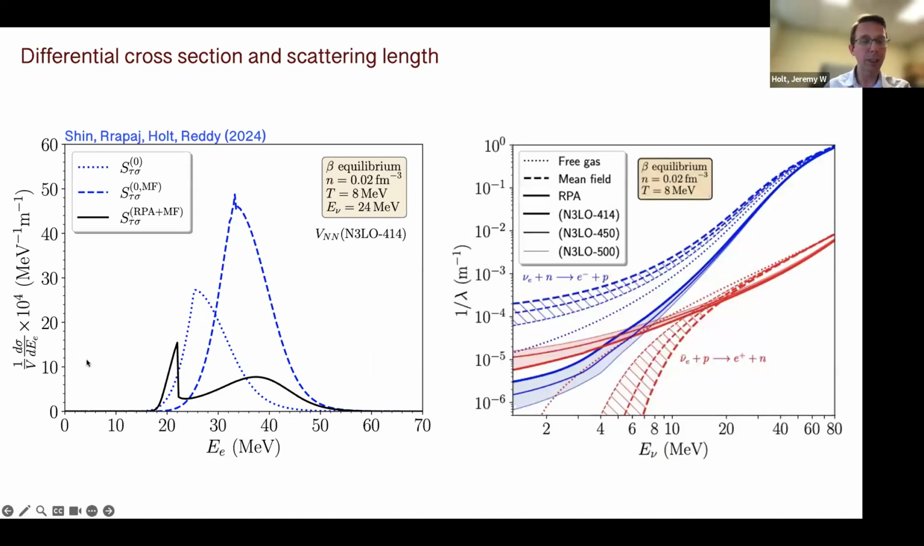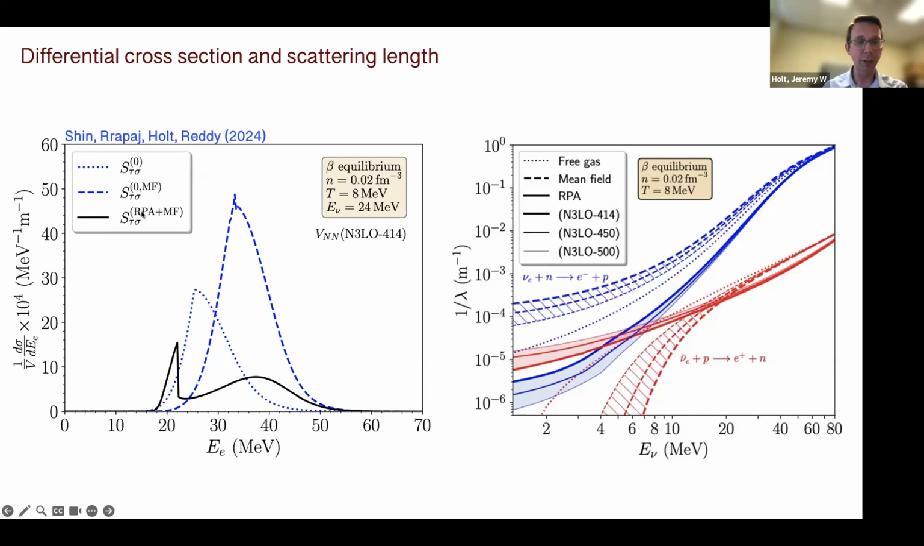Okay, so what we would see then, if we now look at the differential cross section with respect to the outgoing electron energy in neutrino absorption. We see the blue dotted line for just the non-interacting response function. When we include mean fields, we see that the primary effect is that we've increased the electron energy, and we've also broadened it just because of the greater phase space that's allowed now because of the energy shift.